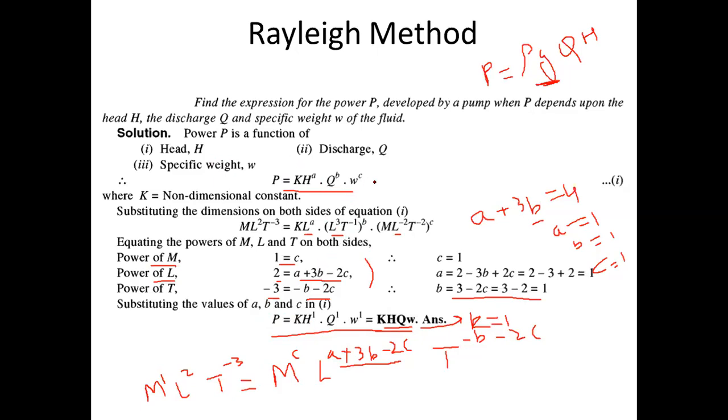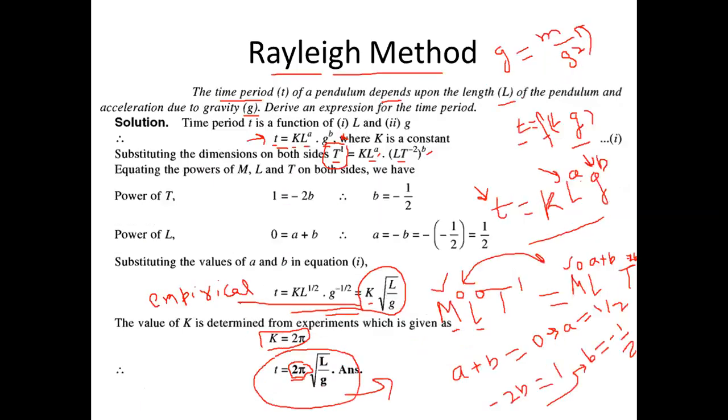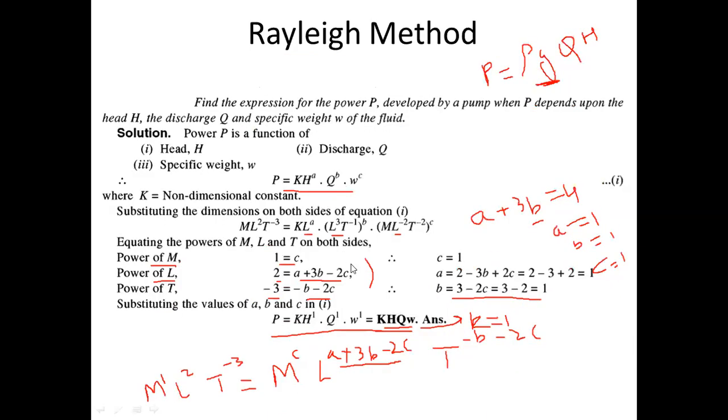If I have 4 parameters, there will be 4 equations. Like in the last example, there were 2 parameters, so there were 2 equations. In this case, we have 2 parameters, L and G, so 2 equations. In this case, I had 3 parameters, so 3 equations. If I have 8 parameters, then 8 equations.